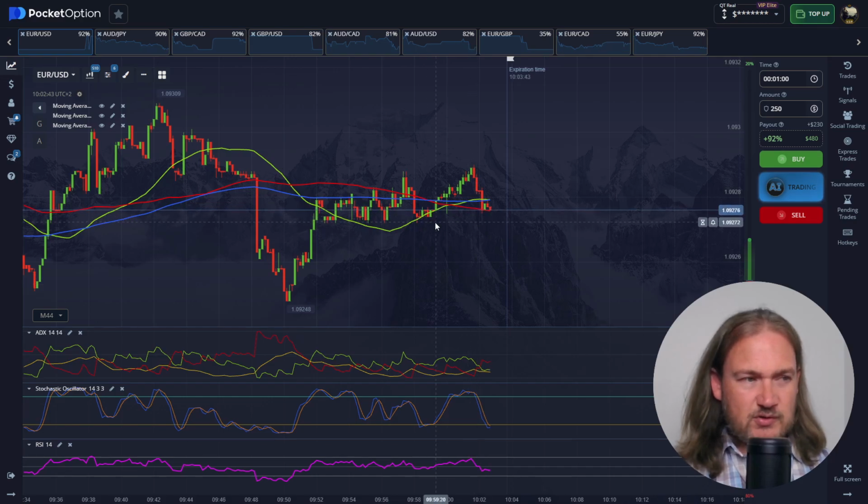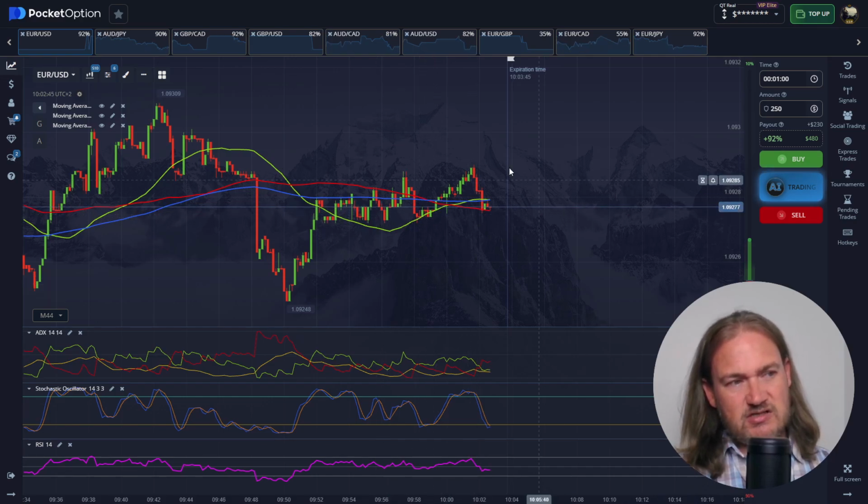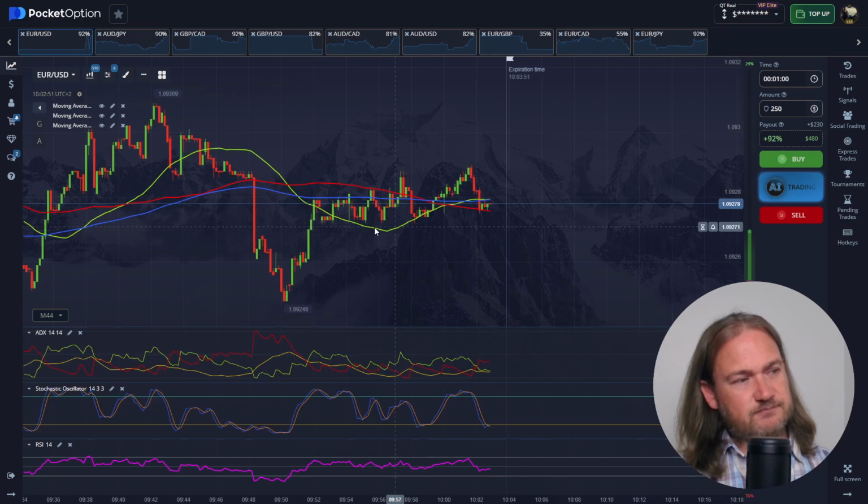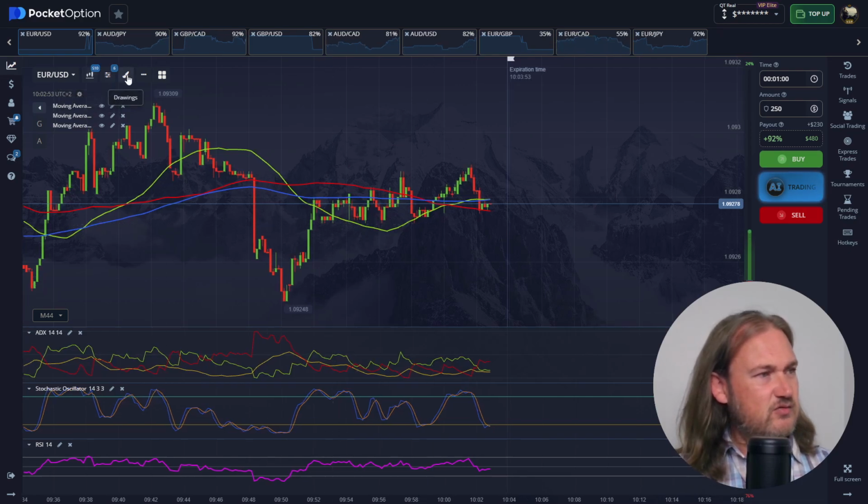Okay, so it does look like we do have a little bit of indecision here at the moment. We're seeing the market testing this level here. Let's draw that in.